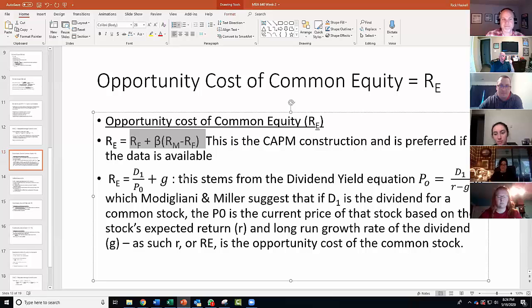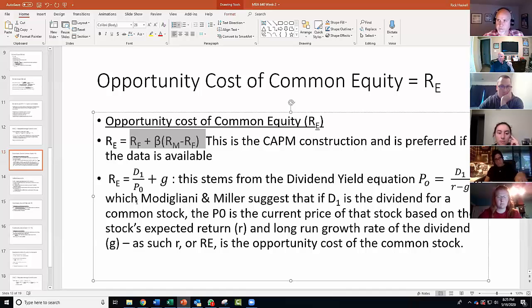Okay, so there's another version of RE. RE using CAPM is best. RE using the dividend yield, or Modigliani and Miller construction, is second best. And if you don't have the components for CAPM, you can rely on this construction. I'm not going to spend much time here right now, in part because we rarely will deal with this, and we'll spend more time with this when we talk about the Gordon growth model, because this is a derivation of the Gordon growth model. So I'm going to pass this by for the moment. But notice that you have a second best here that you can rely on if you need to.